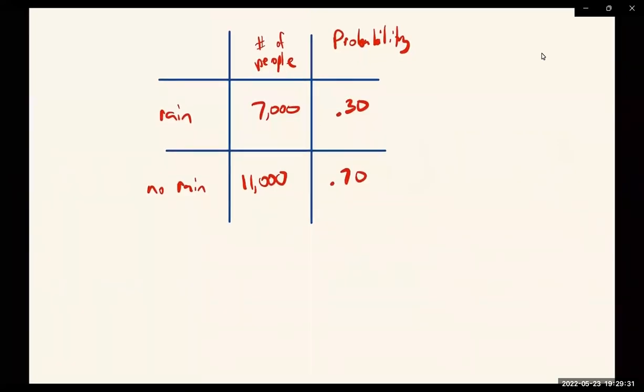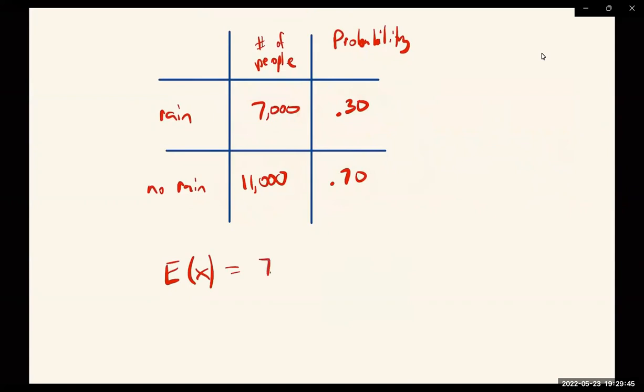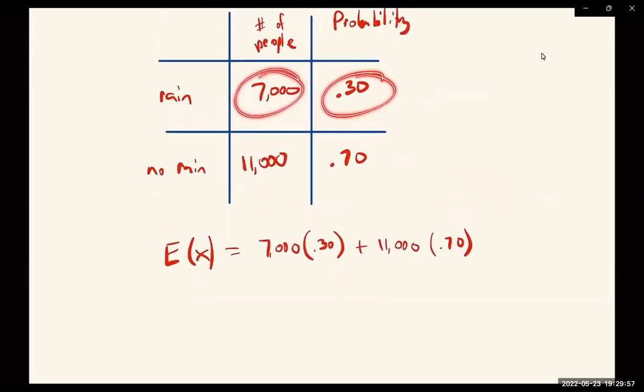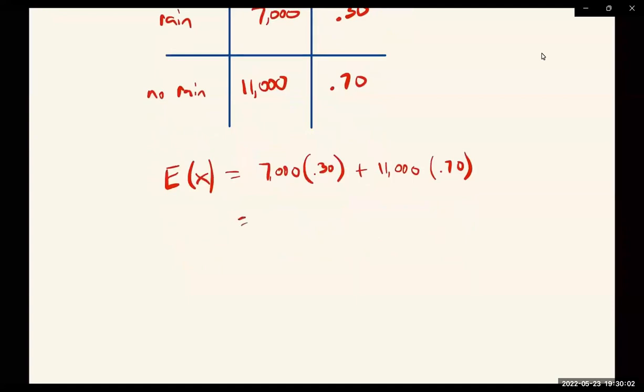Then once you have that, the expected number of people would be the number of people times the probability plus the number of people times the probability. So let's do that. 7,000 times the probability plus 11,000 times the probability. That's the formula for expected value. It's the number times the probability plus the number times the probability. So let's see what we get on our calculators. So try that out.